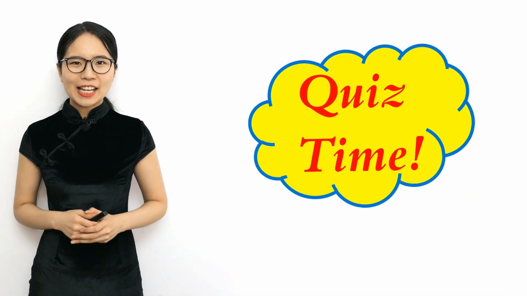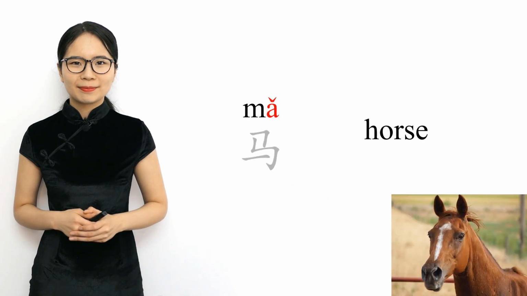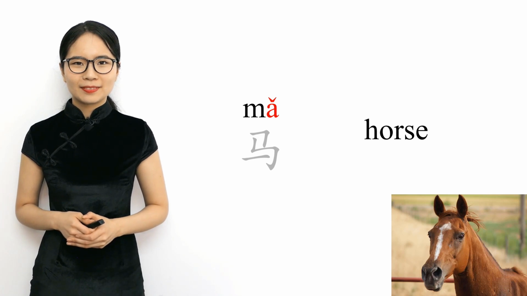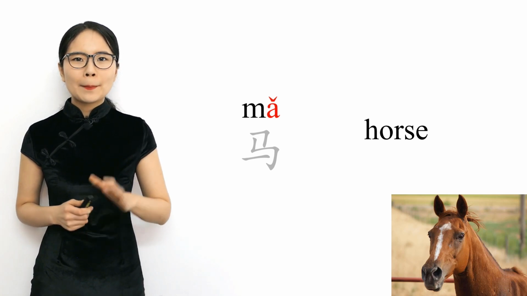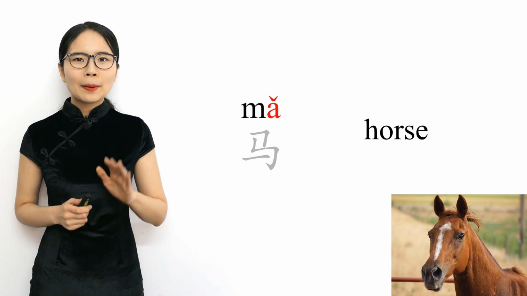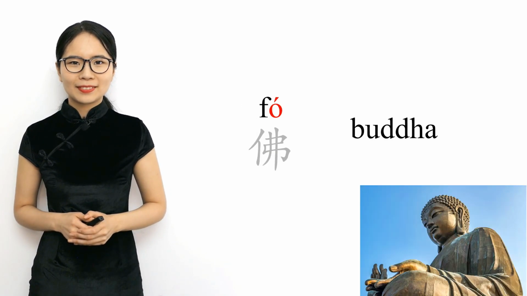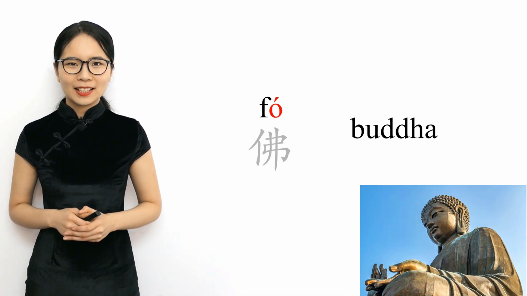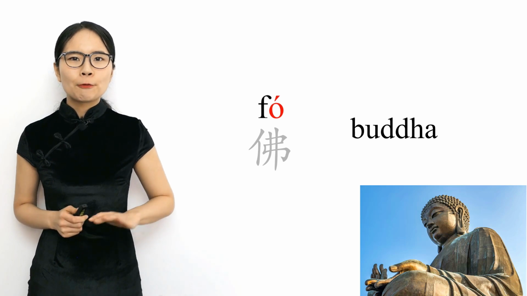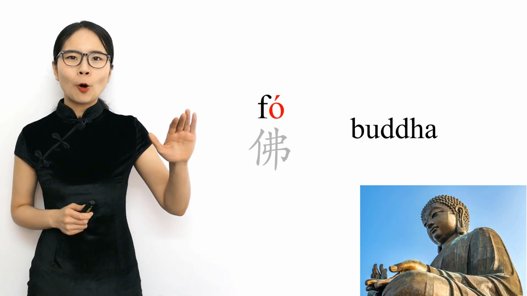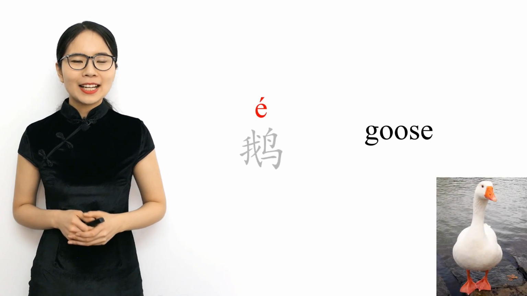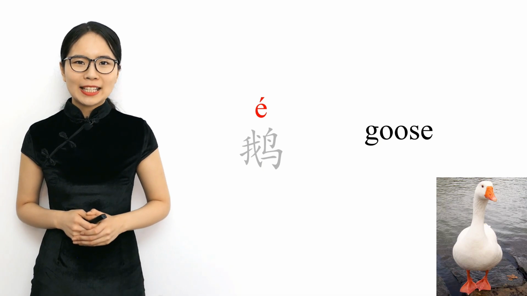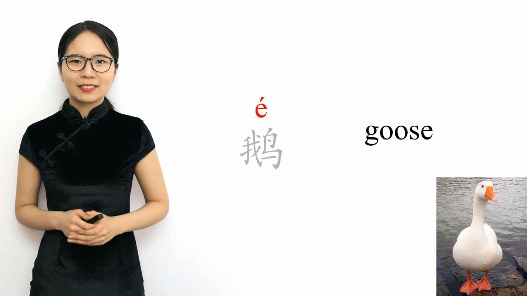Let's check your pronunciation by having a quiz. How do you pronounce this word, which means horse? That's right. Horse is 马, 马. How do you say Buddha in Chinese? Correct. Buddha is 佛, 佛. How do you say goose? That's right. Goose is 鹅, 鹅.